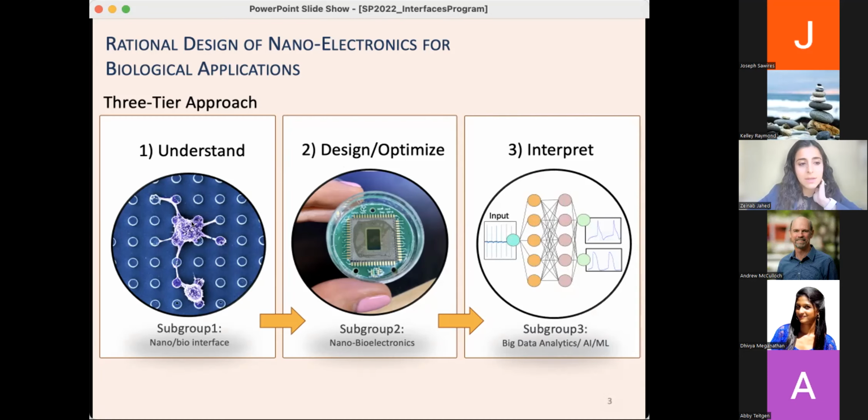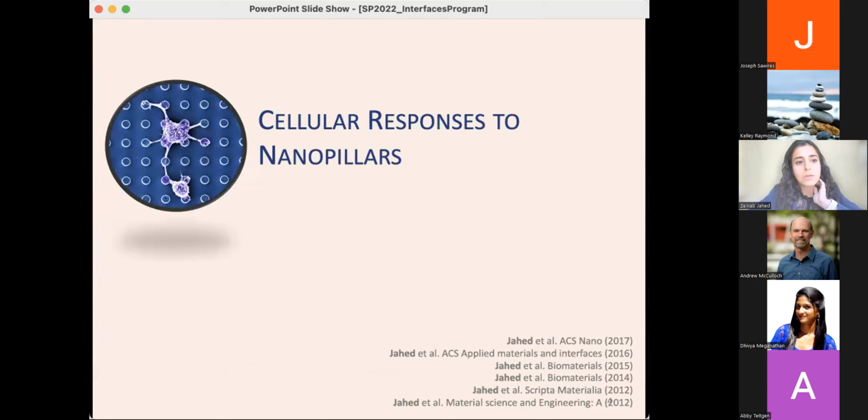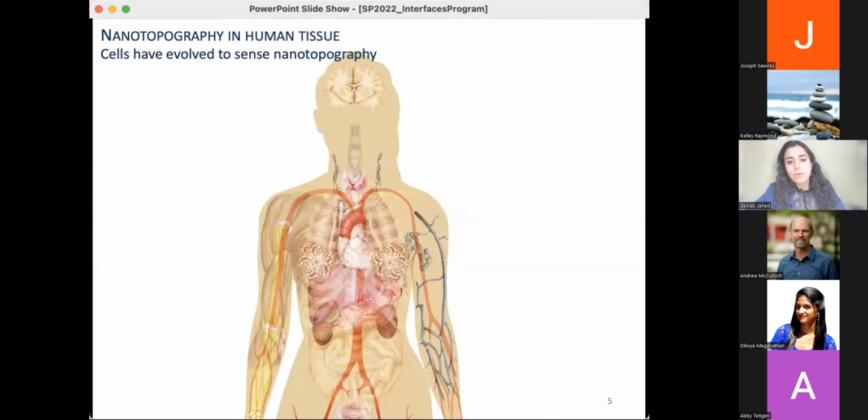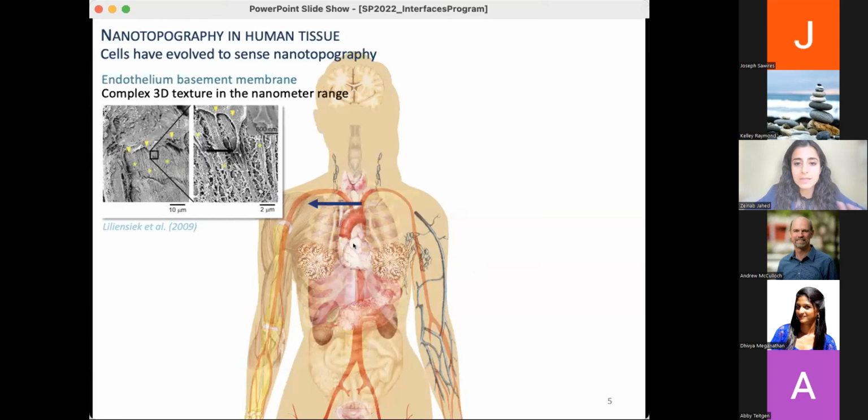So the first types of projects that we do are in subgroup 1, the nanobio interface. So I'll present one small project that we are working on in this subgroup, which is looking at the cellular responses to nanopillars. Now, researchers have shown that if we look at different parts of the body, the eukaryotic cells in the human body encounter topographic features in different regions of the body. So for example, if you look at the endothelium basement membrane, it's made up of complex 3D textures in the nanometer range with which the cells are interfaced.